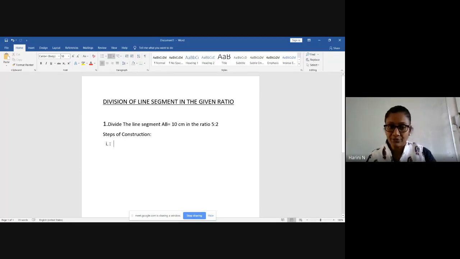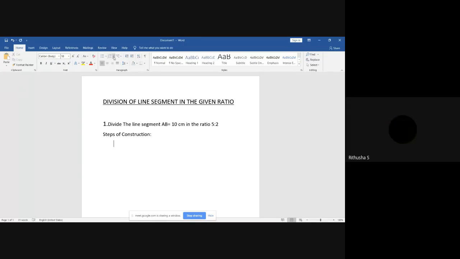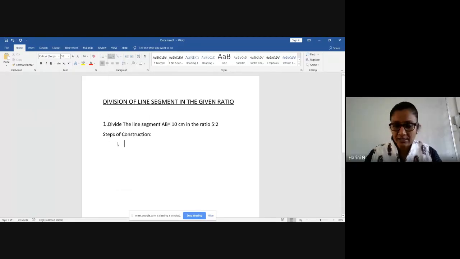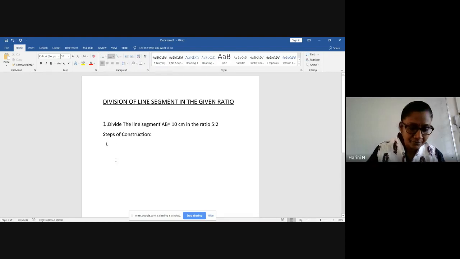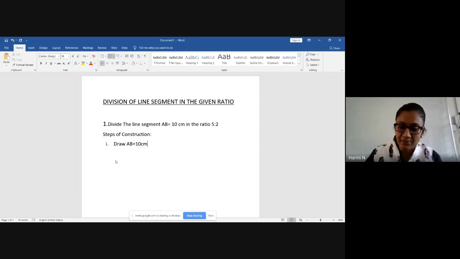So step 1, what is first step? Tell me. Draw a line segment AB equals 10 centimeter. Yes, draw a line segment AB equals 10 centimeter. Write down. I will be typing it, but it may take a little time because I am not very fast in typing. Draw AB equals 10 centimeter. You don't even have to write a line segment and all. Next step.